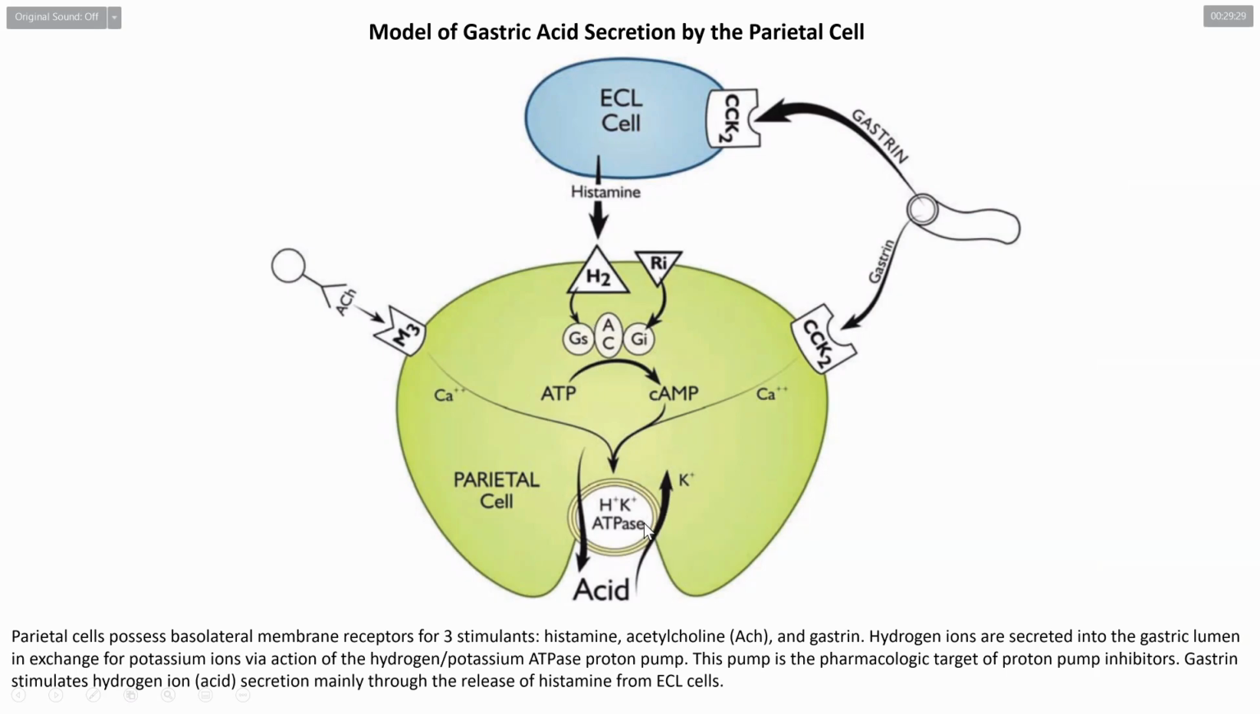But this is the H+/K+ ATPase pump, which secretes acid out and takes potassium in. That's what we call the acid or H plus K plus ATPase pump. In exchange for potassium from the lumen, it secretes acid, hydrochloric acid.